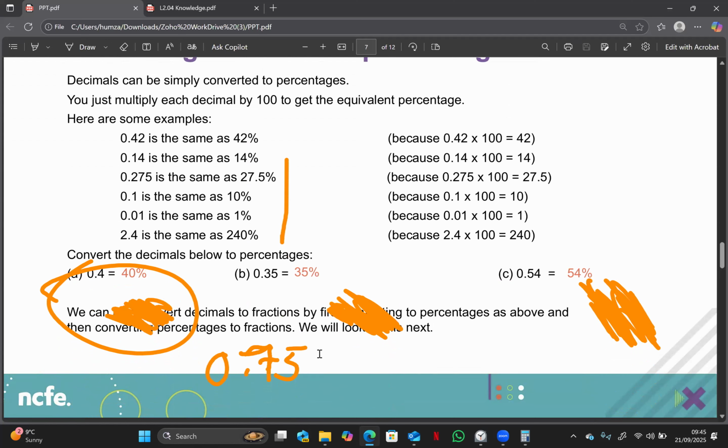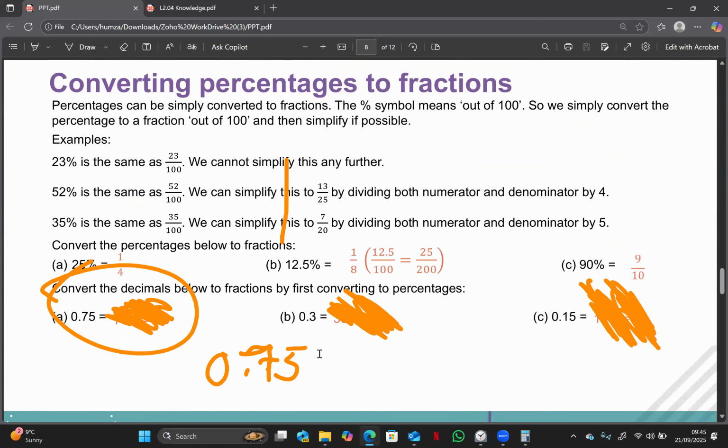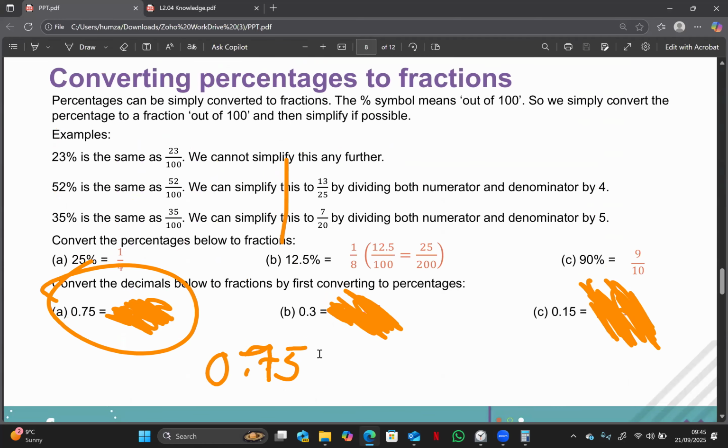So we need to do the same here. How do we do that? How do we convert 0.75 into a percentage, not a fraction? 75%. Yes, how do we do that? How do we get that? How did you get 75%? It's the right answer, but how did you get it?